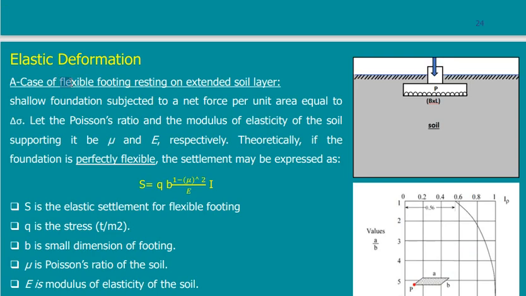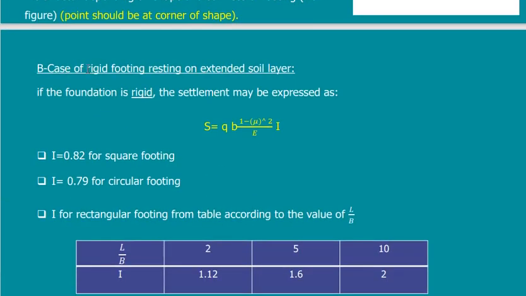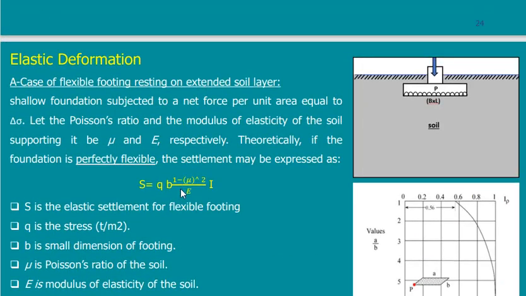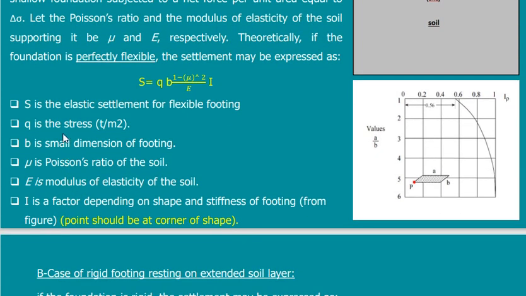The first case is to assume that the footing is flexible. The second case is to assume the footing is rigid. The equation is the same. The difference will be in a factor that I'm going to use. Here S means the elastic settlement. The elastic settlement that will happen to this footing is equal to Q, which is the stress, and B is the small dimension of the footing.